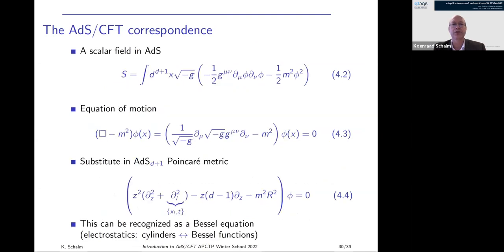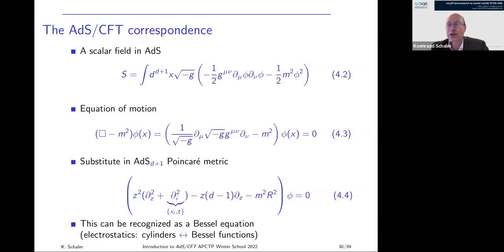Okay, so let's now go back to what I announced we were going to do. Let us compute a correlation function in a CFT using the GKPW rule and the AdS/CFT correspondence. Let's take the simplest such operator, a scalar operator. By the GKPW rule, it should correspond to a scalar field in AdS.